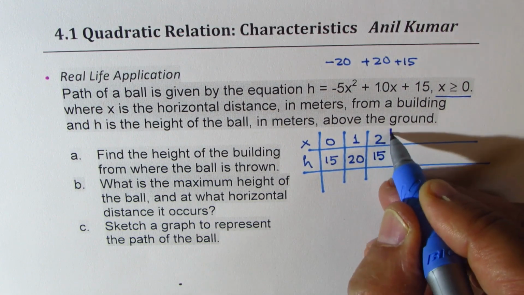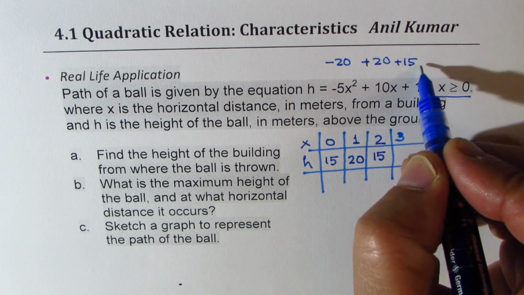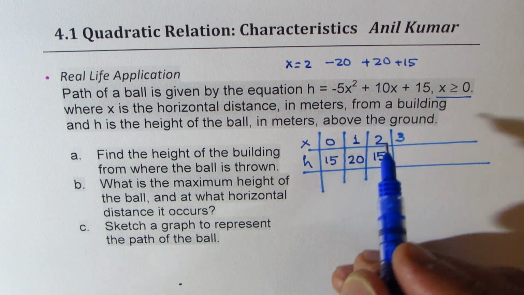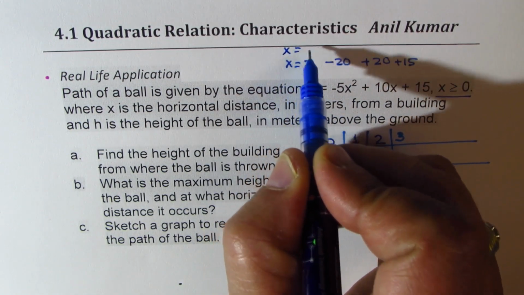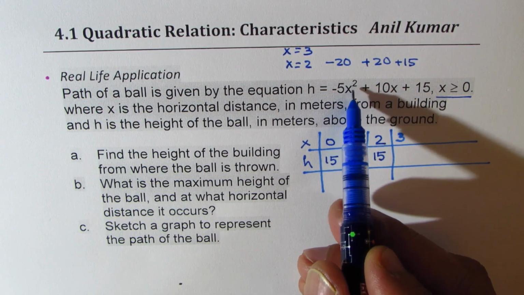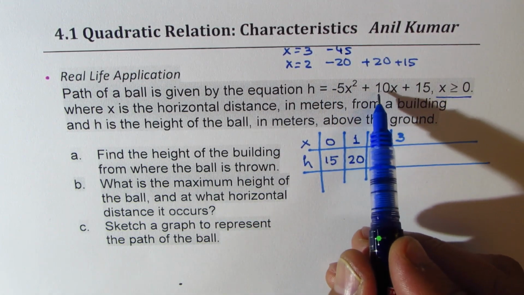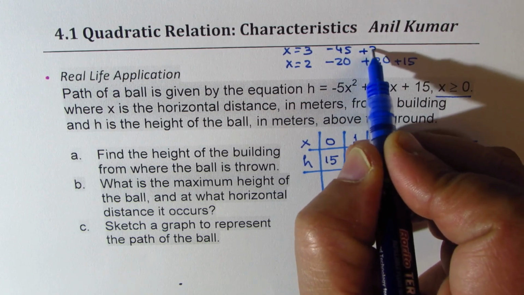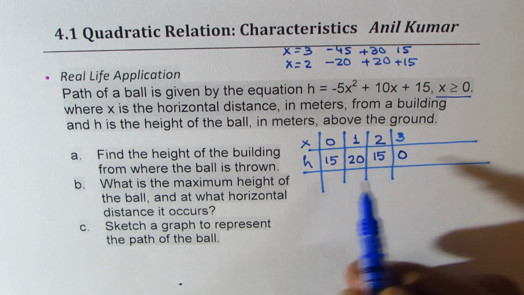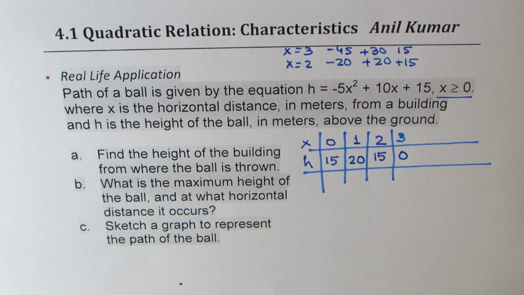So now let's substitute 3. This I did for x equals 2, right? Now let's calculate for x equals 3. If I write x equals 3, in that case 3 squared is 9. 9 times 5, we get minus 45, and 3 times 10 is 30, and we have a constant 15. So what we get here is 0. So that is to say that height is 0, which means the ball strikes the ground, correct?